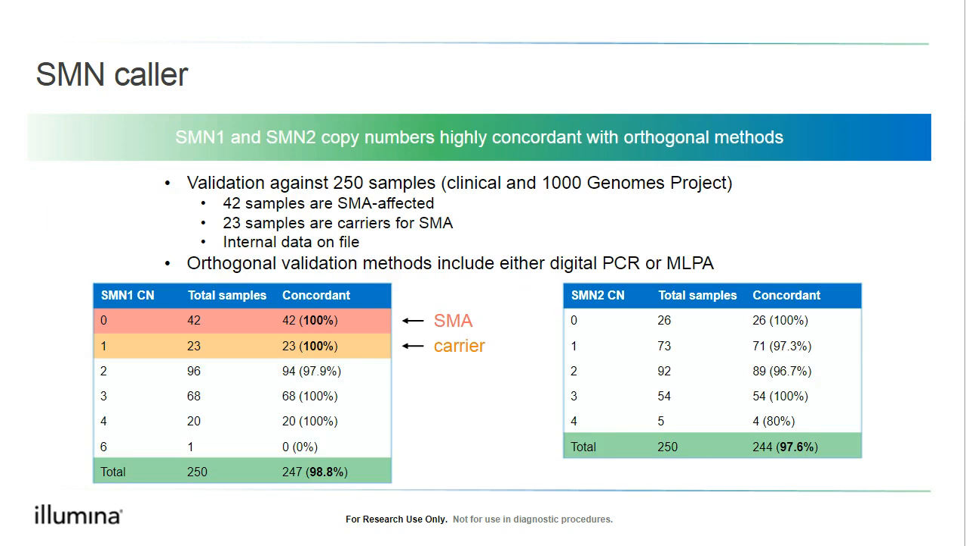So here is some benchmarking we have done. We have validated against 250 samples, clinical and from the 1,000 Genomes project. There were 42 samples that were SMA affected and 23 samples that were known to be carriers of SMA. This is an orthogonal validation also that we have done with a digital PCR or MLPA. And here you can see that the results for SMA and the carrier were concordant. And we are reporting the SMN1 copy number as well as the SMN2 copy number. So again, highly concordant results, an improved SMA algorithm, plus giving you carrier status information which did not exist in previous versions.